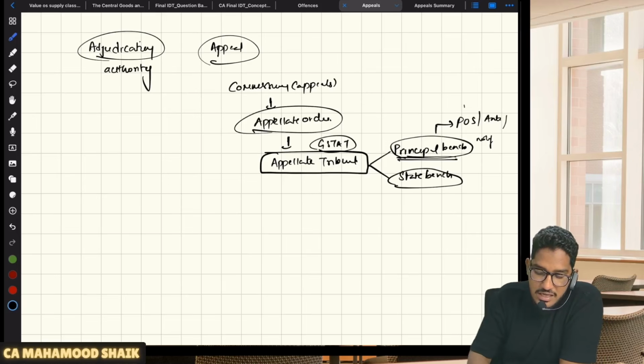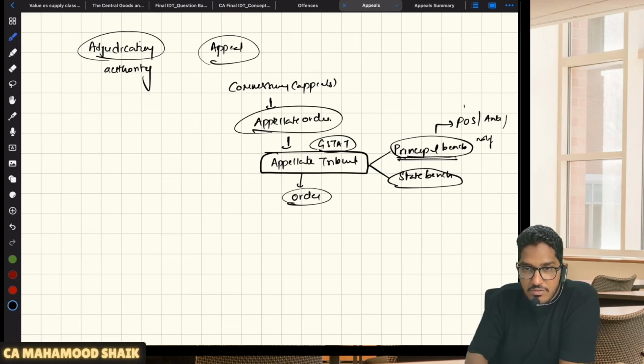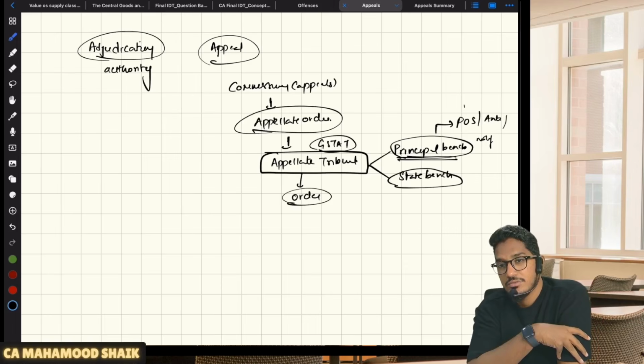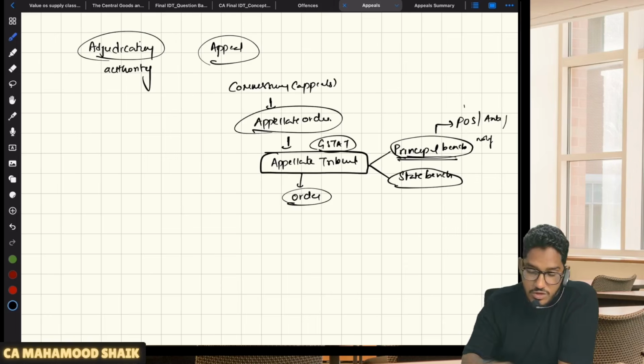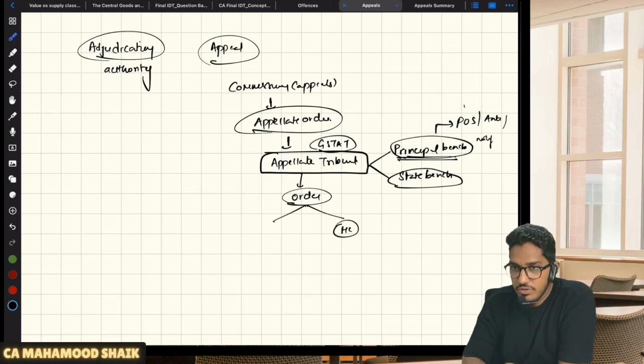So whatever it is, here the appellate tribunal also will give an order. You are not happy with that order also. What can I do then? You have two options. You go to the High Court. Now you have entered the judicial system. So you go to the High Court, challenge it there. Sir, High Court order also I am not happy. Go to Supreme Court. That also I am not happy. Thereafter you can't go anywhere.